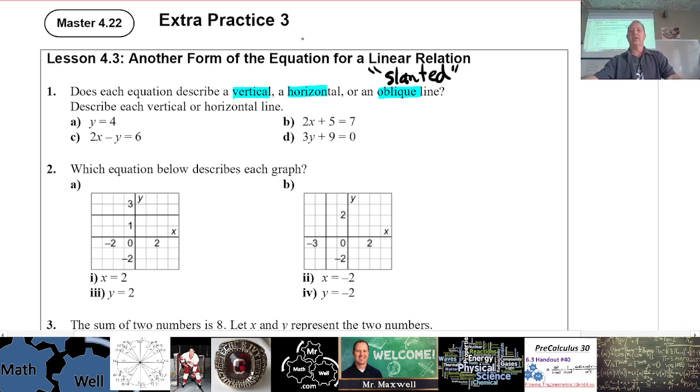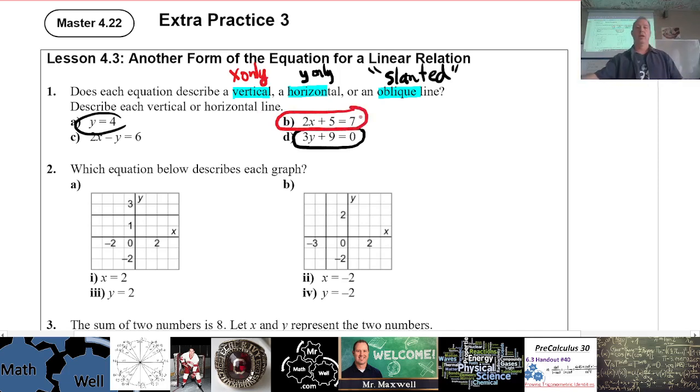So how do you know the difference? A horizontal line is y only in the expression, y only. So this is right here, horizontal. This right here is also horizontal because it's y only. The vertical is x only, x only. And so this equation has x only in it. And oblique or slanted will have x and y terms in the equation. So that's this one right here. Okay.